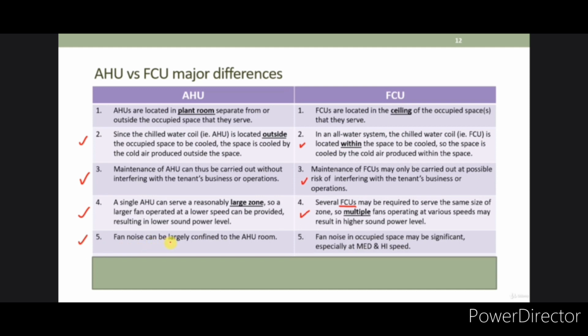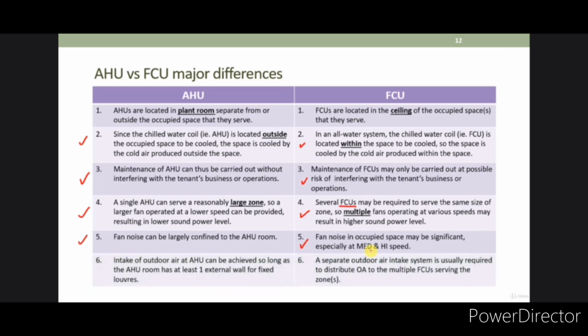The fan noise is confined within the AHU room, which is usually well insulated, so the noise doesn't really affect the occupants. Whereas for FCU, it is hard to prevent the noise, especially when the fan coil unit is operating at a higher speed, for example, medium speed or high speed.